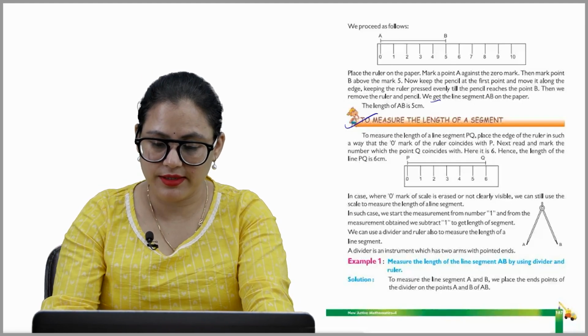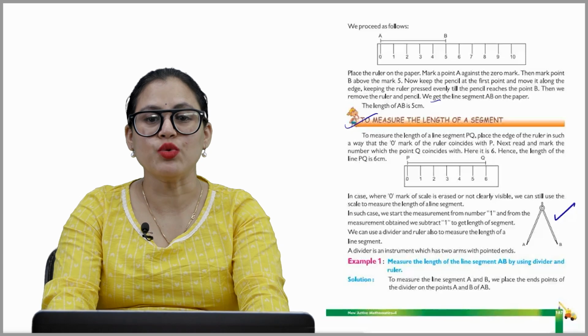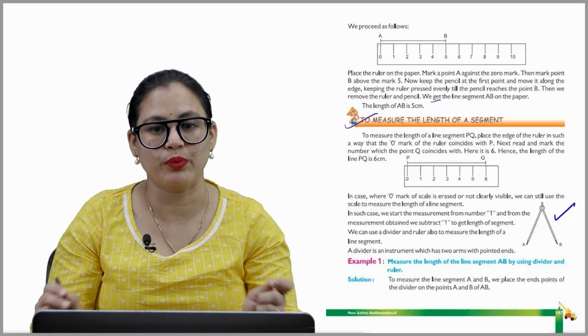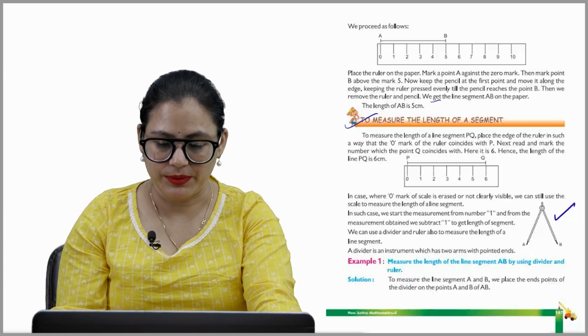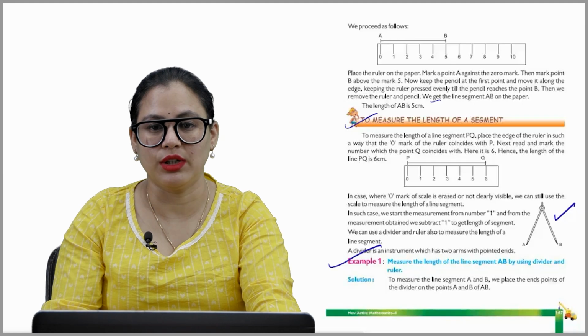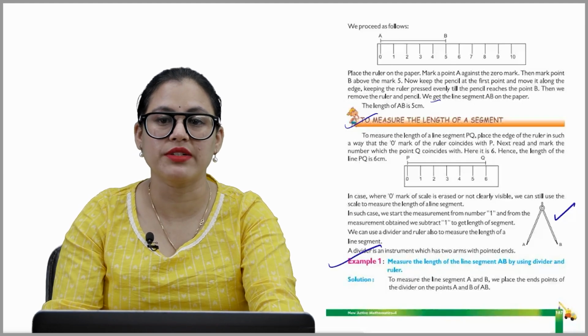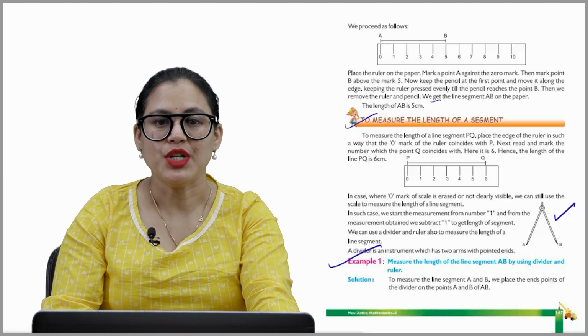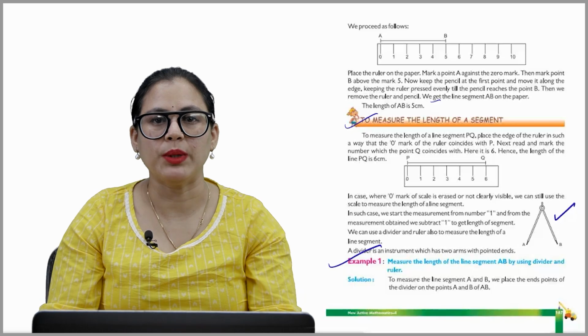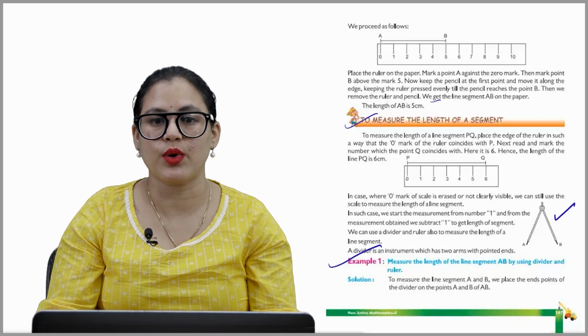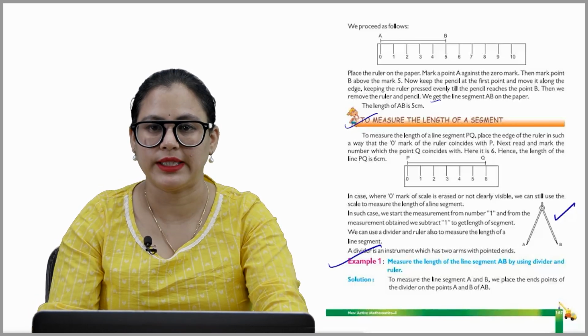A divider, this is a divider. A divider is an instrument which has 2 arms with 2 pointed ends. Example 1. Measure the length of the line segment AB by using divider and ruler. Solution. To measure the line segment AB, we place the endpoints of the divider on the points A and B of AB.